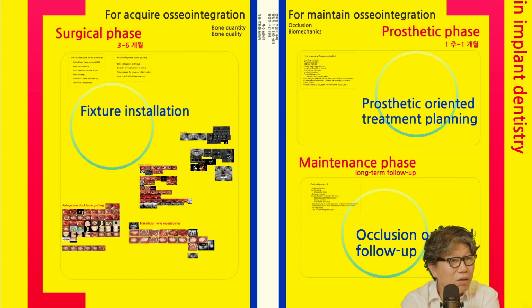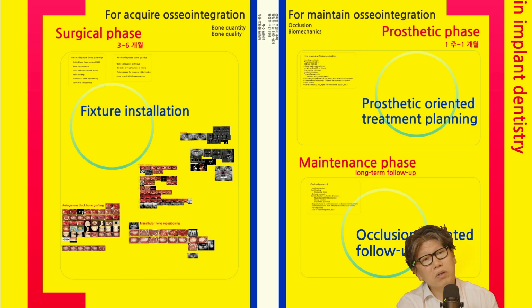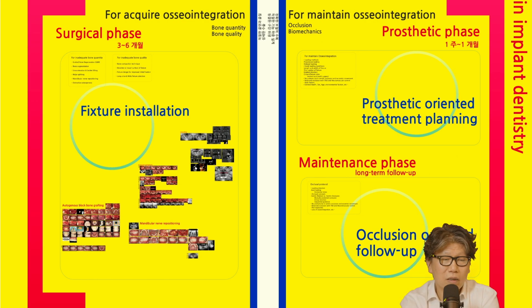Right? You have to attach the fixture to the bone, and that's the surgical phase, which takes about 3 to 6 months. Of course, if the bone quality is bad, you have to wait 9 months. I've had cases where I've waited a year. Even today, I have a case where I did bone grafts in the maxillary sinus and put in 2 implants, and I'm going to have to wait at least 6 months.